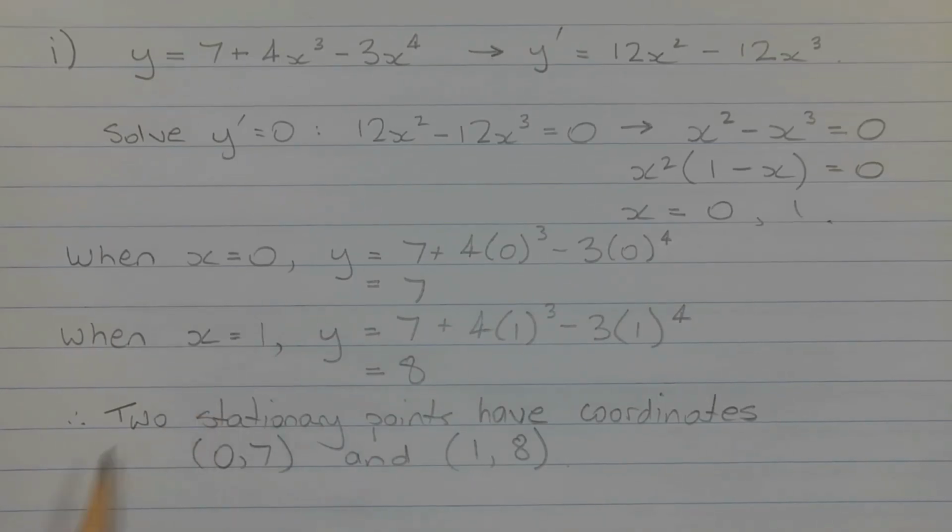And when x equals 1, y equals 7 plus 4 times 1 cubed minus 3 times 1 to the power of 4, which equals 8. Therefore, the two stationary points have coordinates (0, 7) and (1, 8).